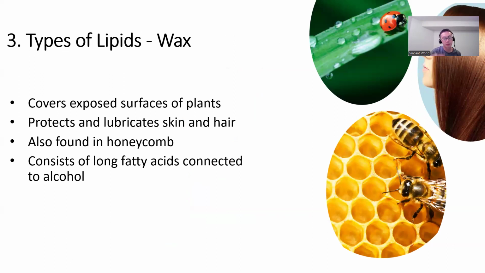We talked about triglyceride and phospholipid. Now we're going to talk about wax. Just going to keep it very simple. It covers exposed surfaces of plants, not just the apple but the leaves as well. It protects and lubricates our skin and hair. You can also find wax in things like honeycomb. People can buy beeswax. What do you call those things that you put on your lips? Chapsticks, right? Lip balm.